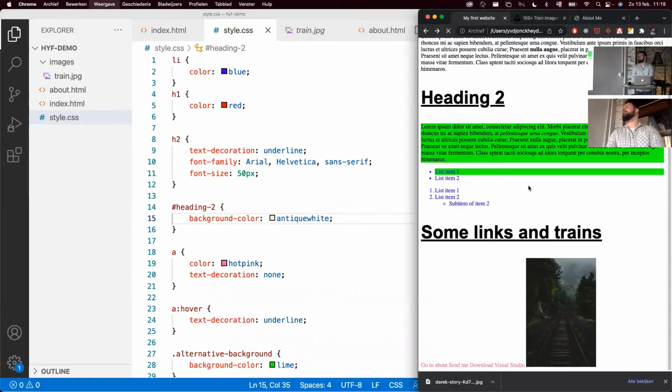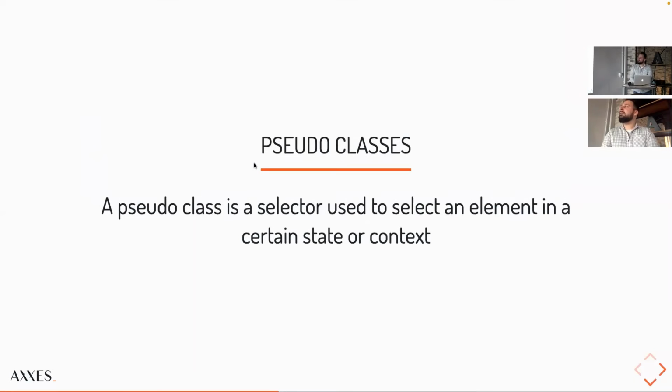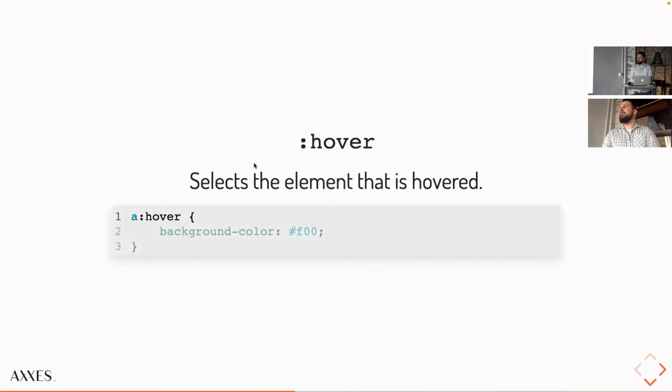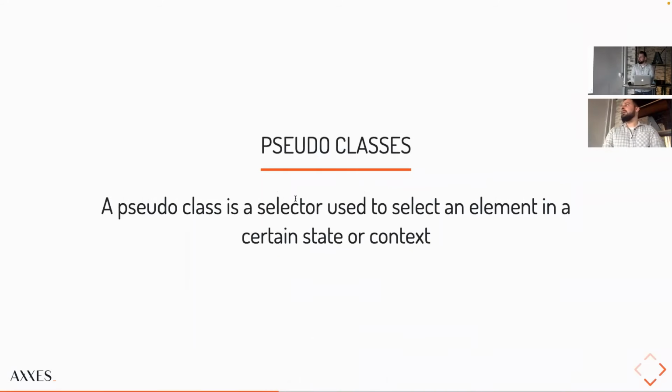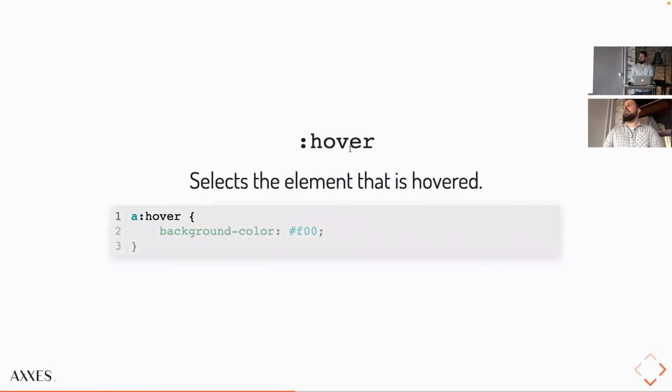Make it white. And you can see it matches this one. As you will see later, this is not a recommended way, but it is possible. Then the pseudo classes, as I mentioned before, select an element in a certain state or context. In this case, the hover state.